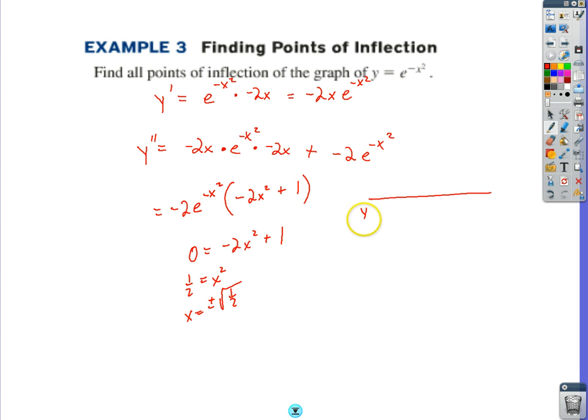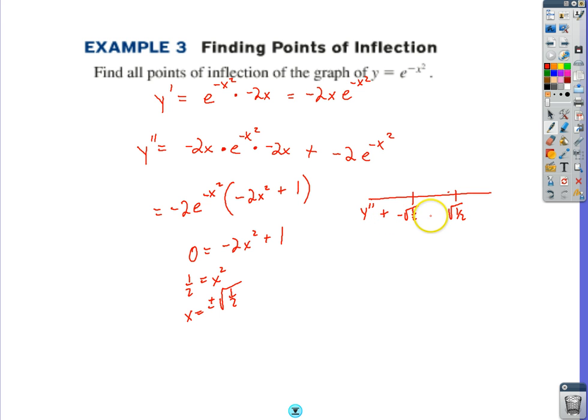So again, here's y double prime. I come over here and I'm at the negative square root of 1/2 and the positive square root of 1/2. I've got to take a look at what happens. When I choose a negative 1,000, out here that number is going to be negative, and out here again that number is going to be negative. So a negative times a negative is positive.